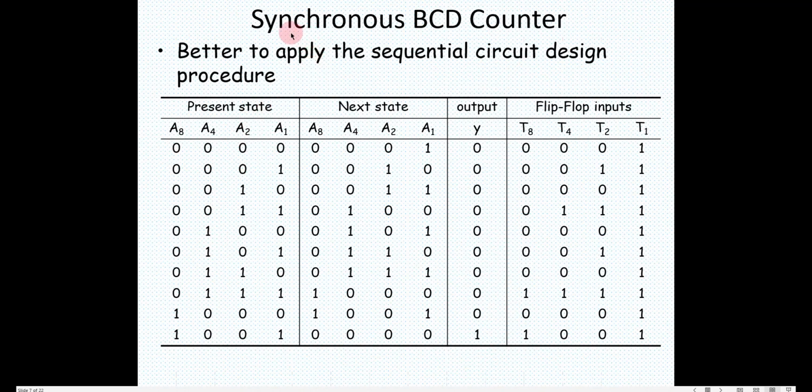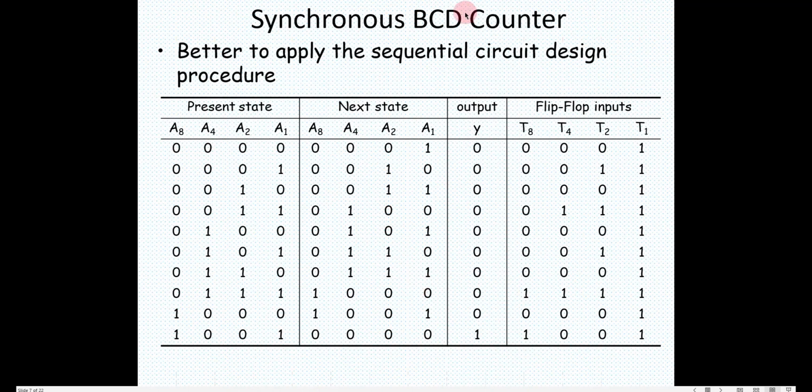Right, now I can even have a synchronous BCD counter. So what is a BCD counter? It will count from 0 to 9, right? So I require 4 flip-flops. 9 is 1 0 0 1, so 8 plus 2 is 10, 8 plus 1 is 9, and then it will come to 0 here. So I require 4 flip-flops. It has to start with 0, and it has to go up to 9, and then it has to come back to 0 here. So this is known as a synchronous BCD counter.